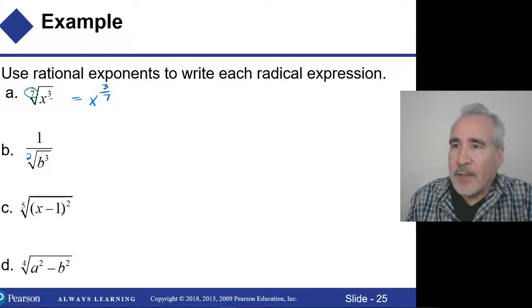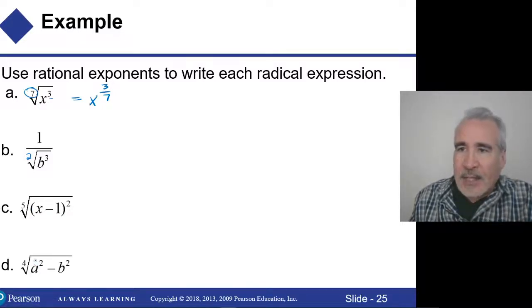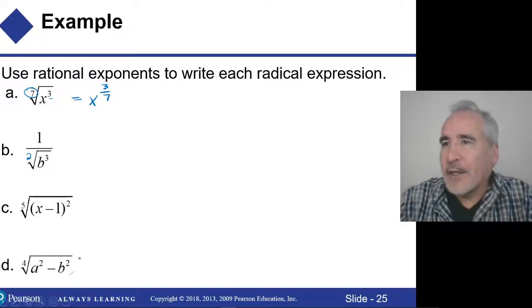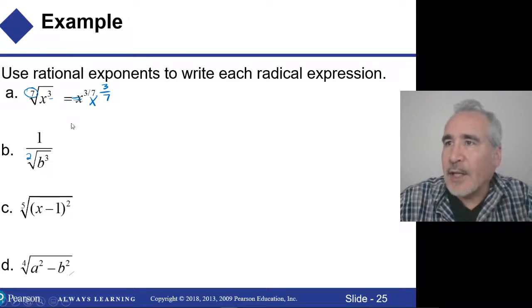Here's a 5th root. So this is going to be this to the 2/5. And this one, since they're both inside there, it's going to be a parentheses around here to the 1/4 power. So let's see how this all ends up working. Yeah, so 3/7, there we got it.